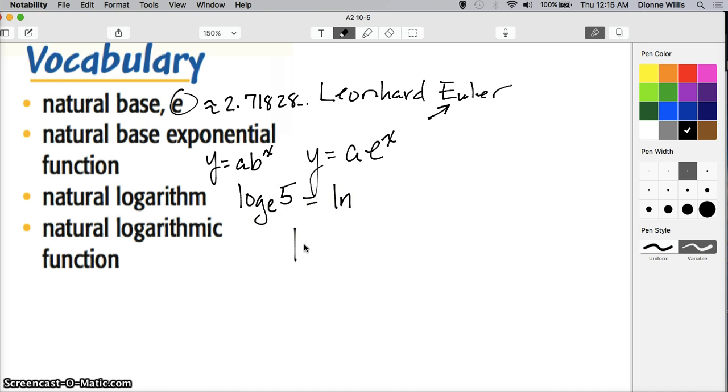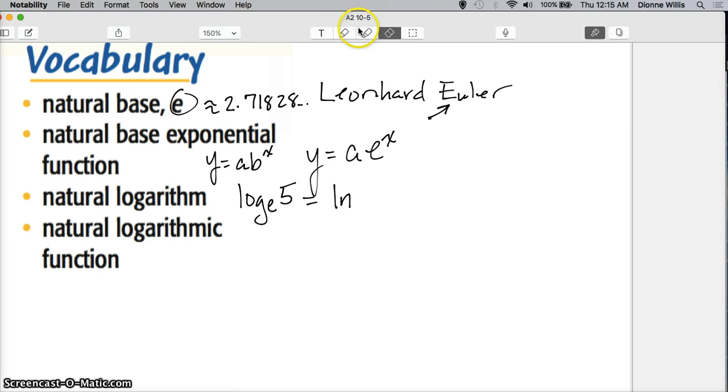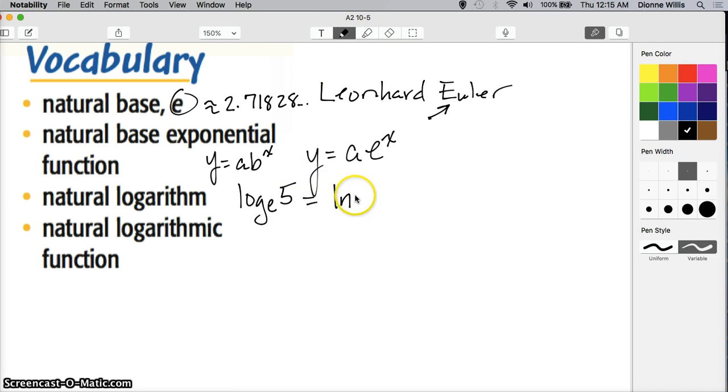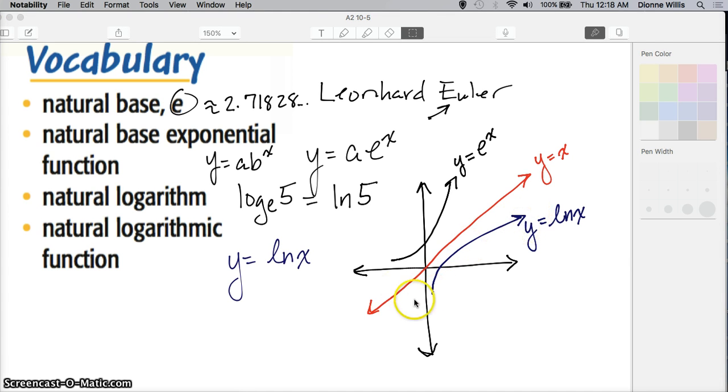The other one, you remember when it was just log with no number here, it's the common log. That was the last section. And this one is the natural log. And so we would write natural log or log base e of 5 as ln 5 or natural log of 5. And so that's where we're getting the natural logarithmic function, y equals the natural log of x, which can be graphed like this when we take into account the relationship between the natural log of x and the natural base exponent, e to the x.